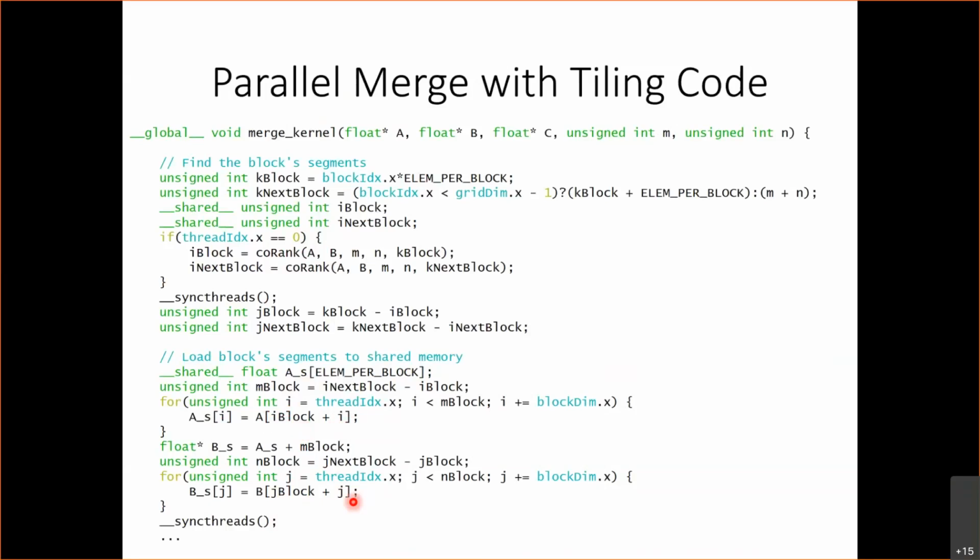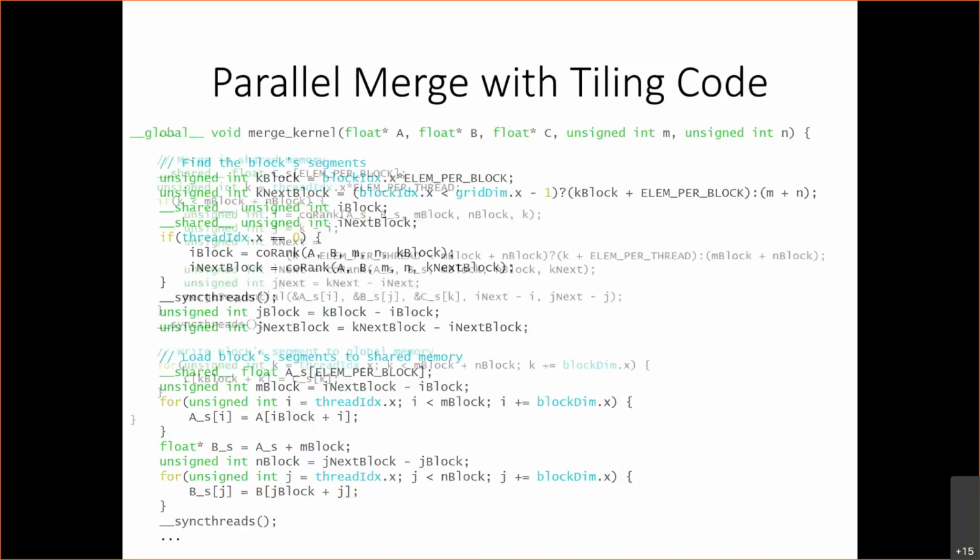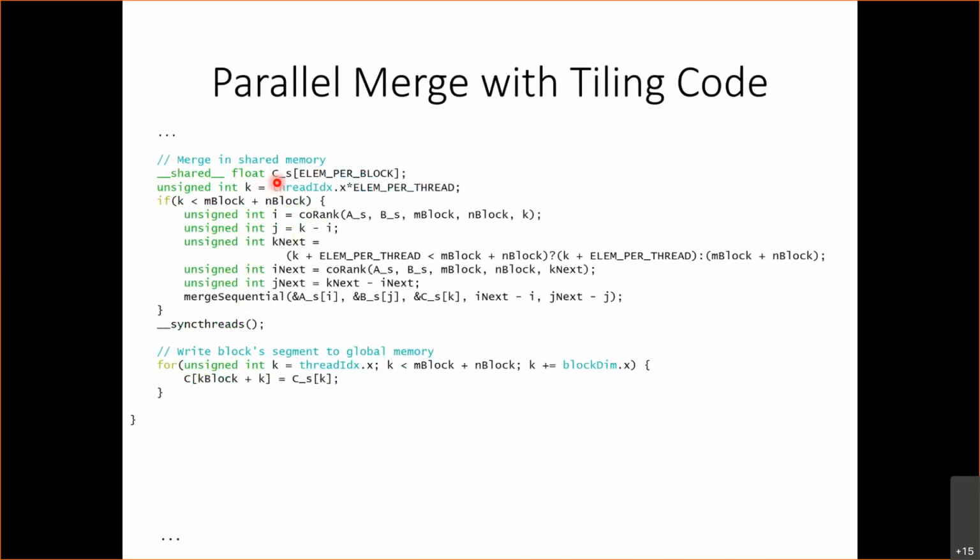Same thing over here. Okay, after we do that, we declare another array in shared memory for C. Every thread is going to determine its segment within this array, find the co-rank of its segment, and do a sequential merge. And then after we're done, we have our merged arrays in C of S. We will write out the result from shared memory to global memory in a coalesced way. Okay, so this is the code.